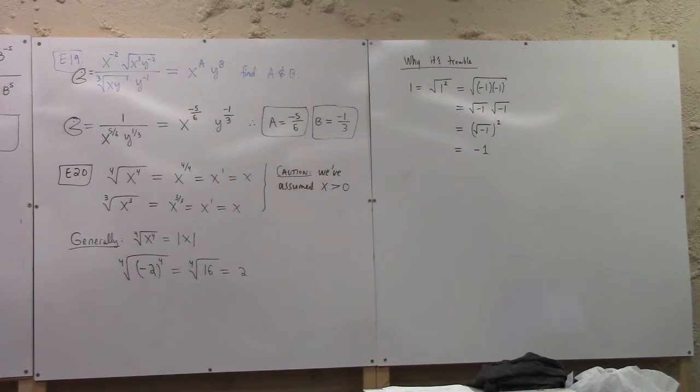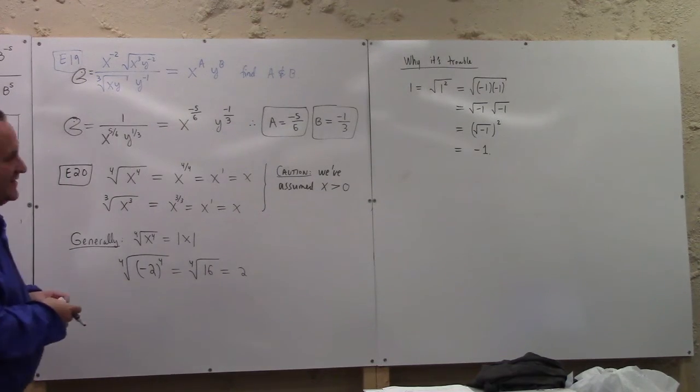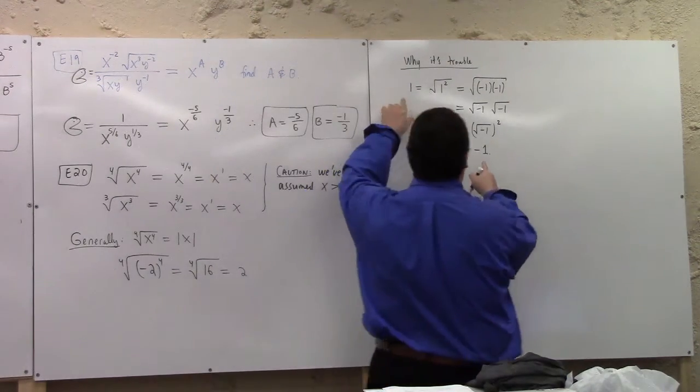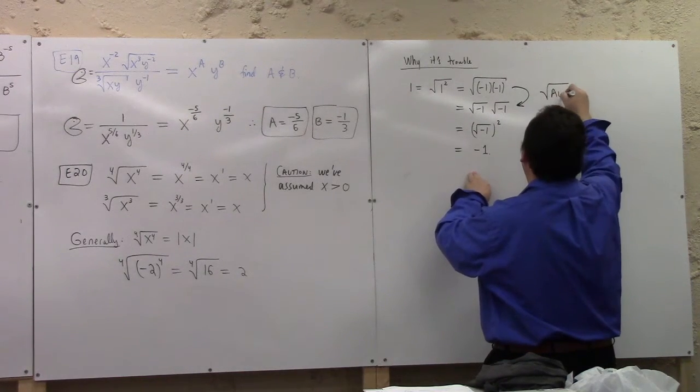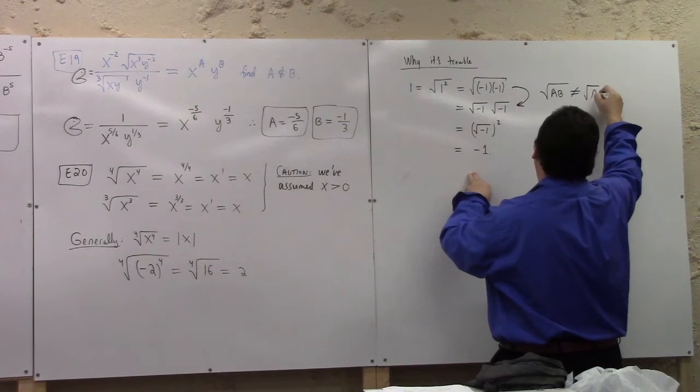This is why we can't just use the properties of radicals and exponents on negative things. It opens Pandora's box in terms of, like, there are ways of understanding this. How did I get 1 equals -1, right? It's this step right here that is totally bogus. The square root of AB is not equal to the square root of A times the square root of B.